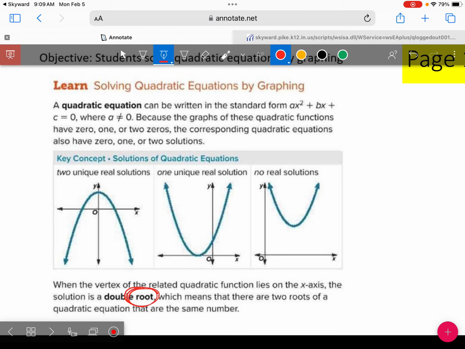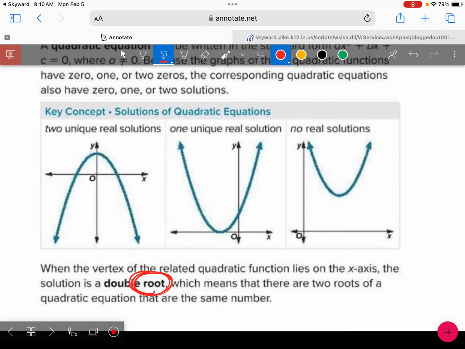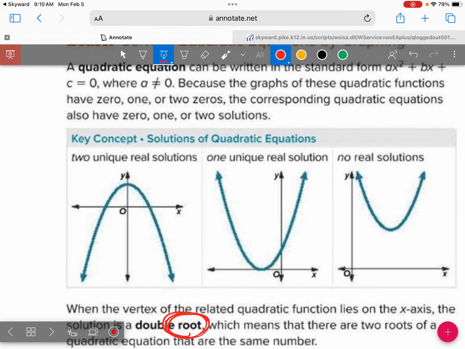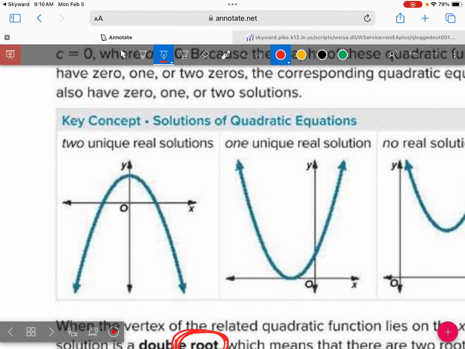Remember that this word root, this showed up on your last quiz. What does that word root really mean? It's on the board if you don't remember. Wait, is it on the board? Yeah. What does the word root mean? X-intercepts, good. So there are 3 different types of quadratics you can have.